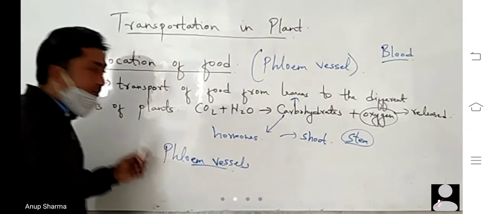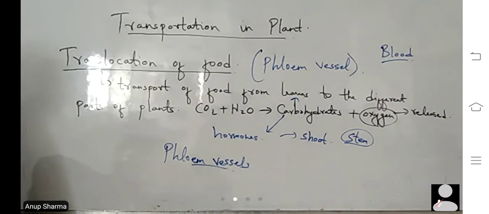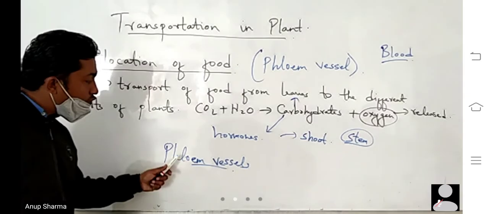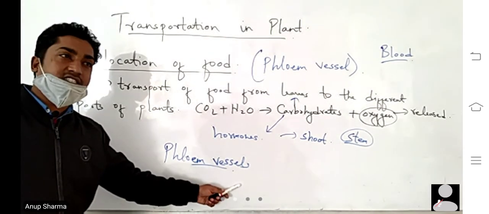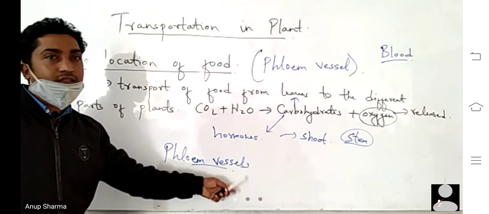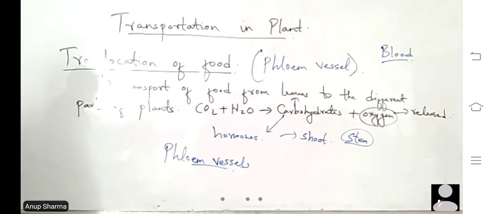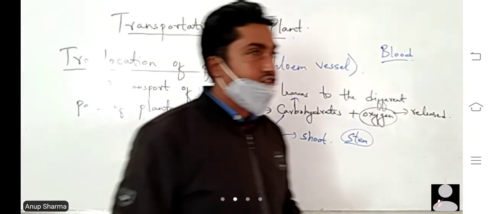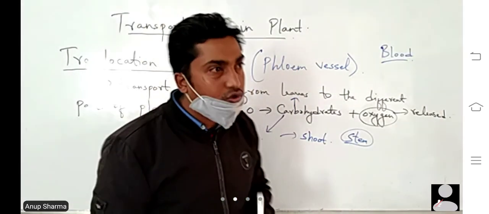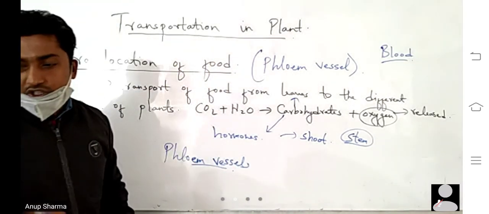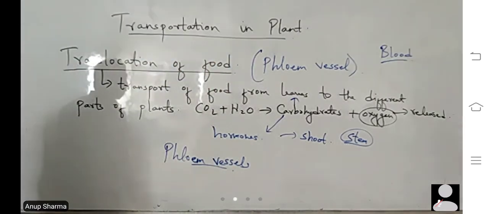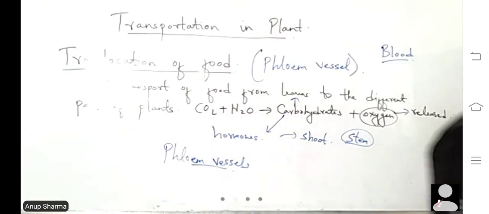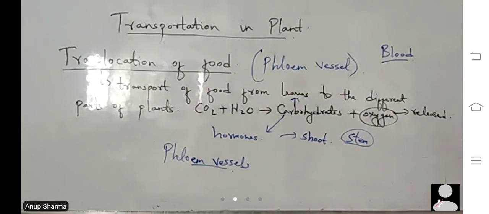In the same way, from the mesophyll cell of the leaves, the food is transported through phloem vessels to the different parts of the plant, and it moves in all directions. That means it moves upwards also, it moves downwards also. Got it? So this was all about transportation in plants, that means translocation of food.